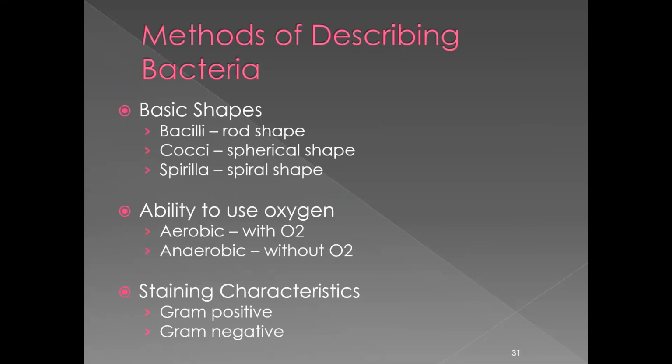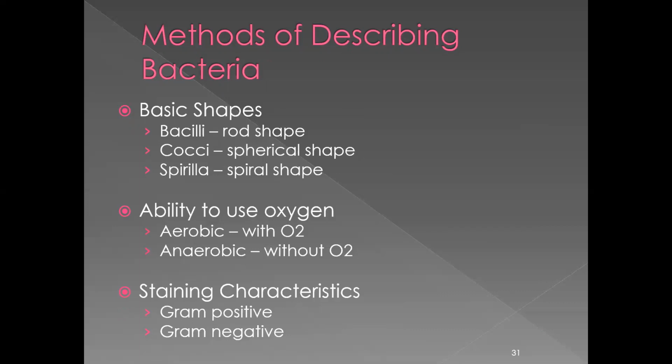So how do we describe these bacteria? There are different methods for describing the bacteria that most of you have learned or will learn in microbiology. The basic shapes are the bacilli, or rod shaped, the cocci, which are sphere shaped, and the spirilla, which are spiral shaped. And then we look at the ability to use oxygen. They're either aerobic or anaerobic. Aerobic is with oxygen, so it needs oxygen to survive. And then there's anaerobic, without oxygen, which means it doesn't need oxygen to survive.